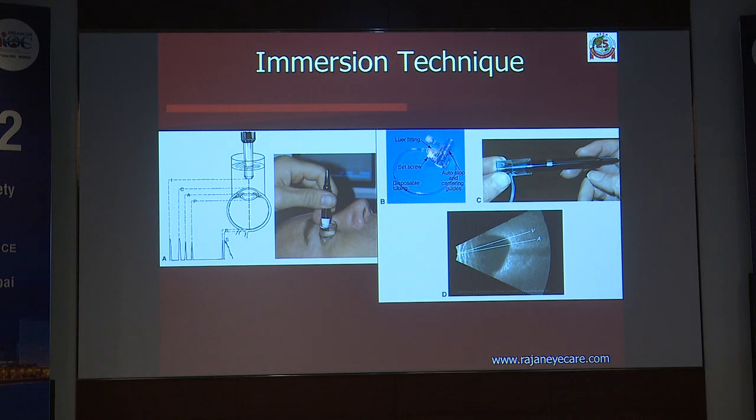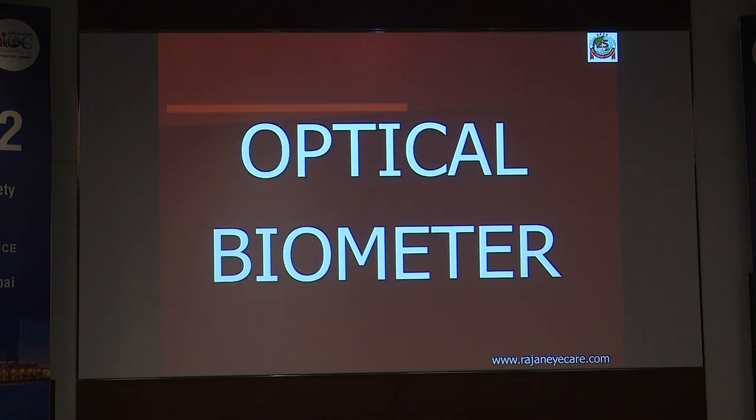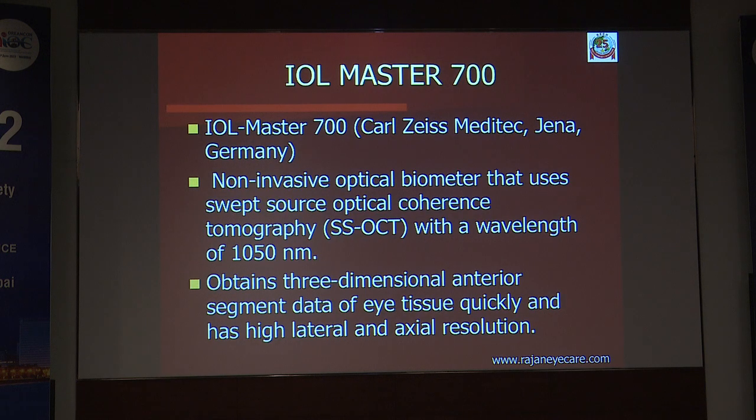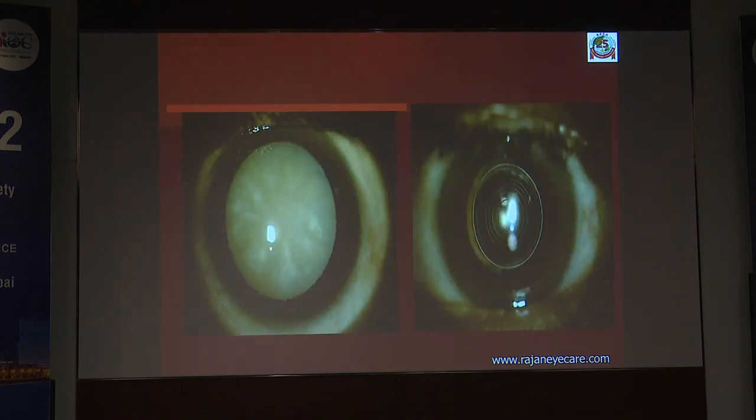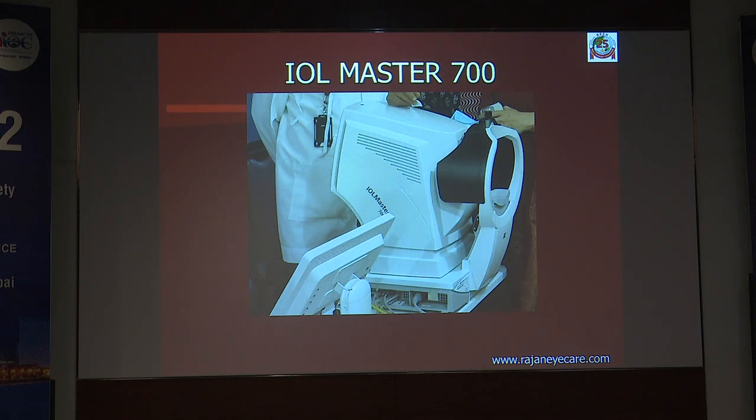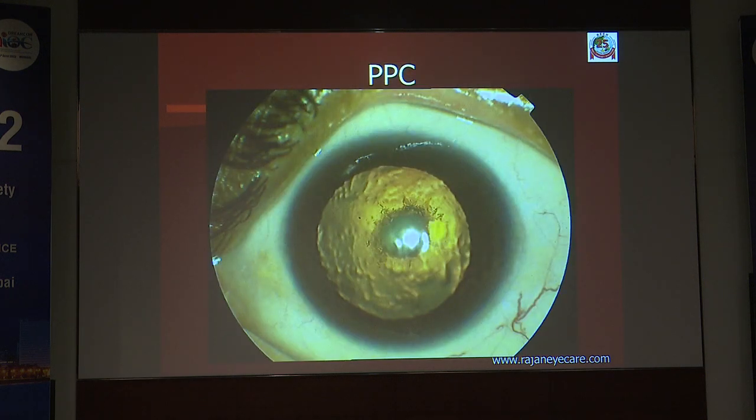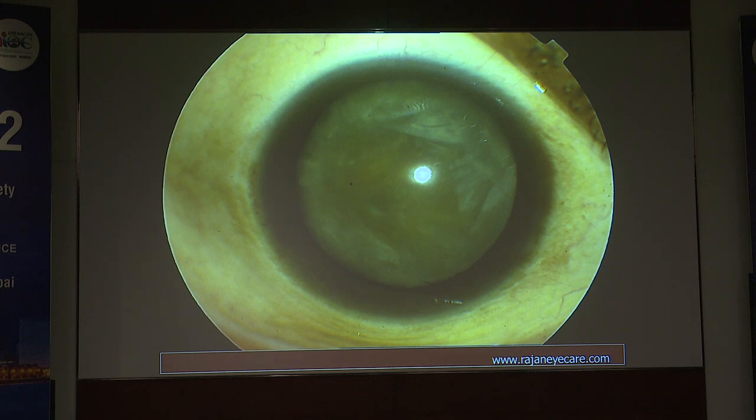Probably if you have access to immersion scan, immersion scan is a good way to go, because it is almost equivalent to an optical biometry. But if you have access to optical biometry like what we have, the IOL Master 700, it works on a totally different technology, swept source technology, and that is the reason why it is able to get a 3-dimensional view of the eye. And this IOL Master 700 is fantastic if you have access to it. Probably even posterior polar cataracts, you can see this is almost a total cataract.